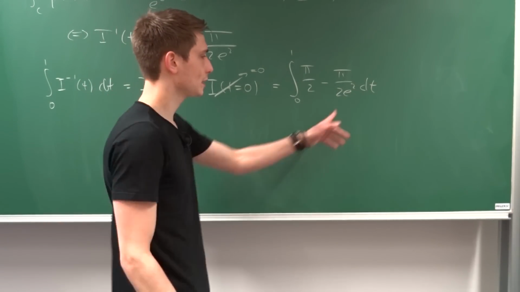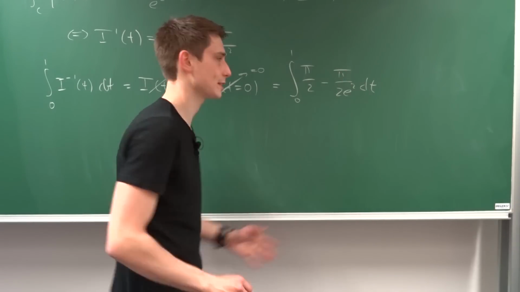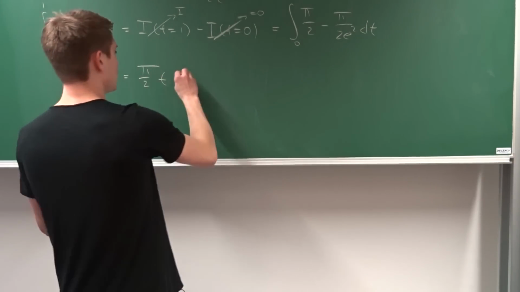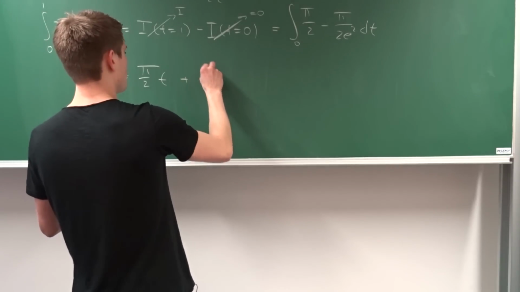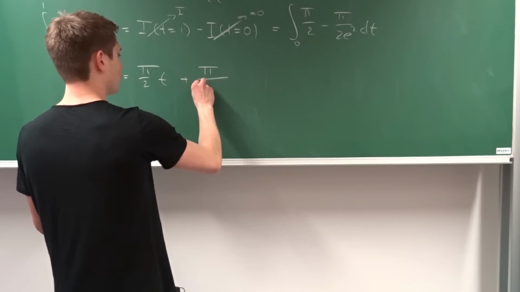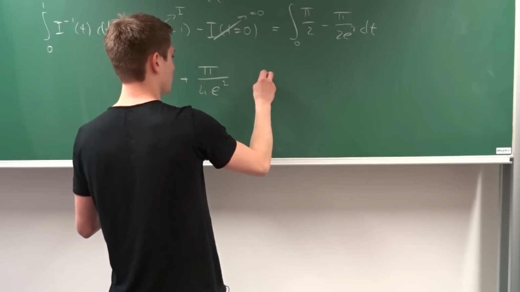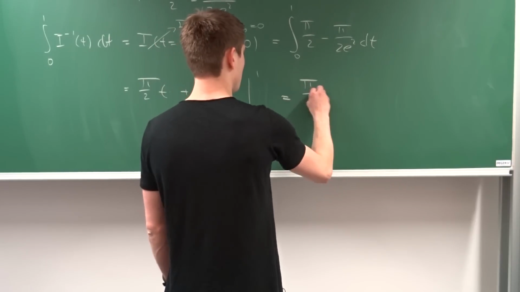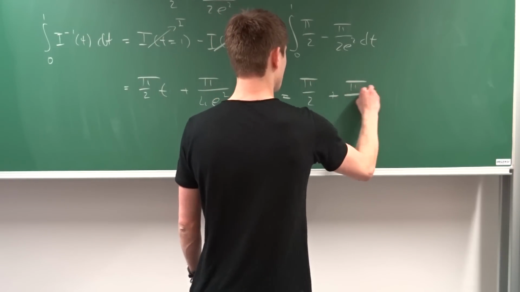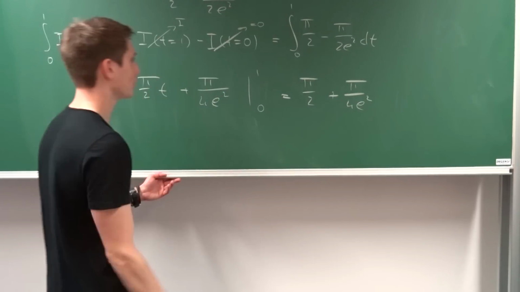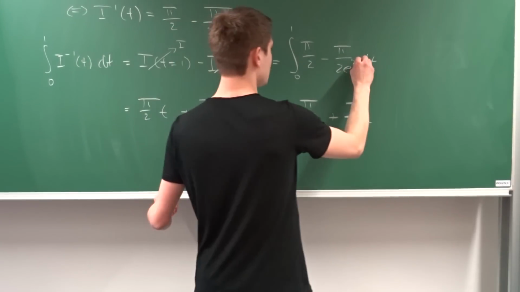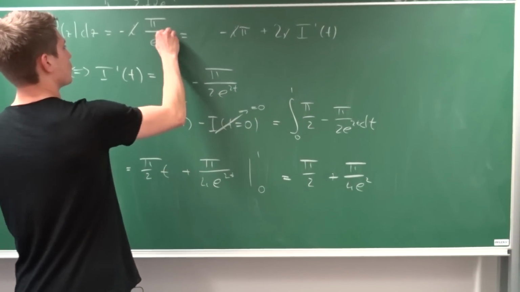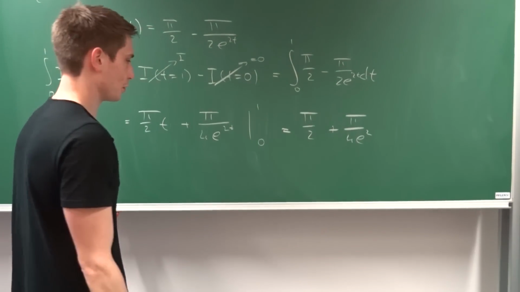Integrating this is quite easy. This thing right here is something times e to the minus 2t, so that's really easy. So we have pi over 2 times t, and then minus and minus becomes positive, so positive pi over 4 times e squared, and well, from 0 to 1. If we plug in 1 into everything, we get pi over 2, and also positive pi over 4 e squared. Great. I forgot the t right here. I'm terribly sorry. That wouldn't make any sense otherwise. Same thing here, and same thing here. I'm sorry for that. We fixed this.